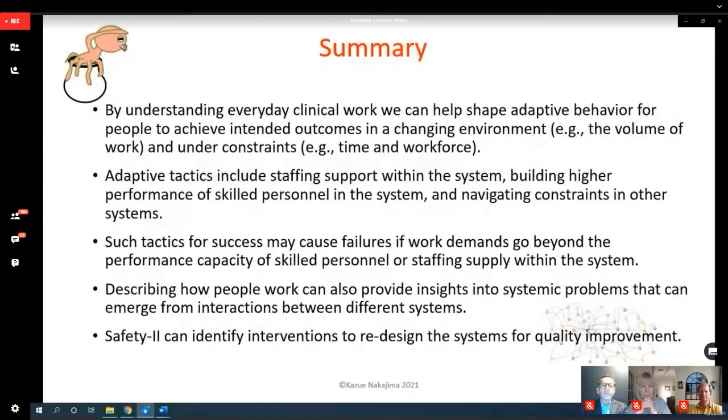Here is the summary. People work adaptively in a given environment. Adaptive tactics make the system function well, but at the same time, they have potential risks for failures. Describing how people work can help identify systemic problems and their solutions to redesign the systems for quality improvement.